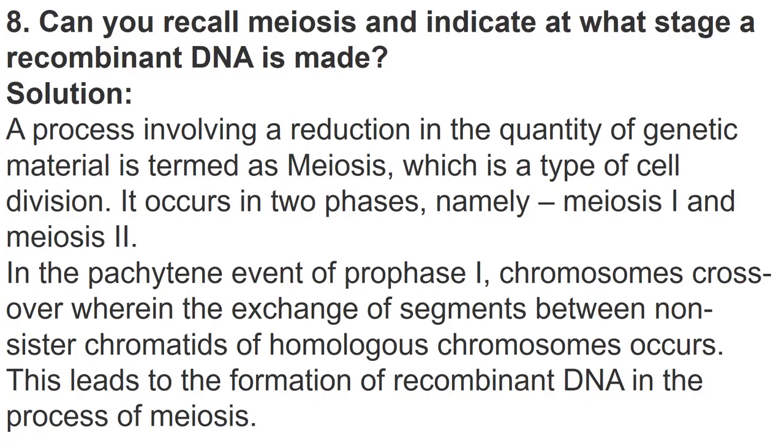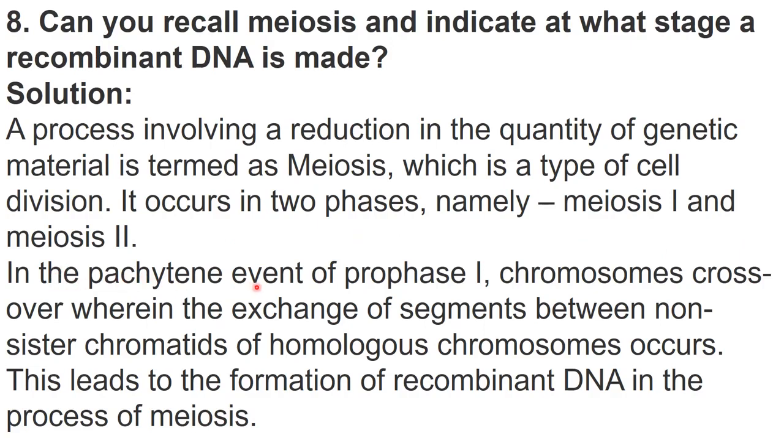This is question number 8 of NCERT. Can you recall meiosis and indicate at what stage a recombinant DNA is made? So the answer is, a process involving a reduction in quantity of genetic material is termed meiosis, right? Which is a type of cell division, and it occurs in 2 phases, meiosis 1 and meiosis 2.